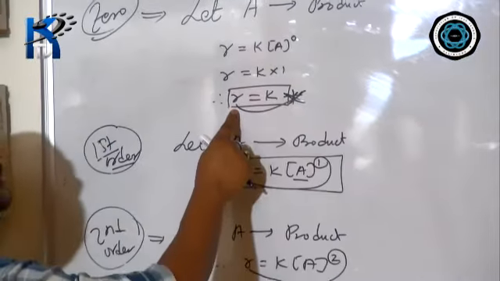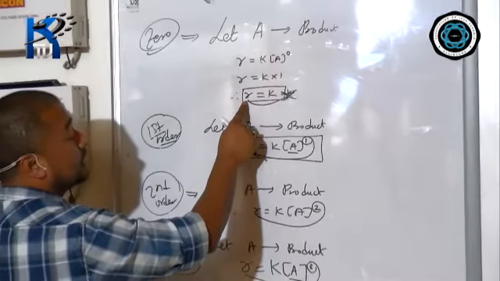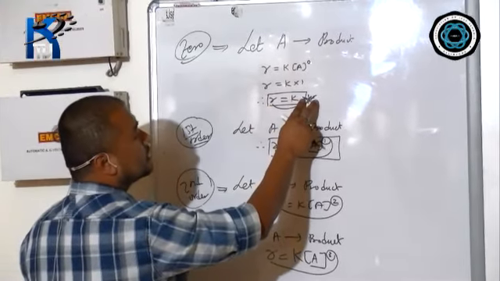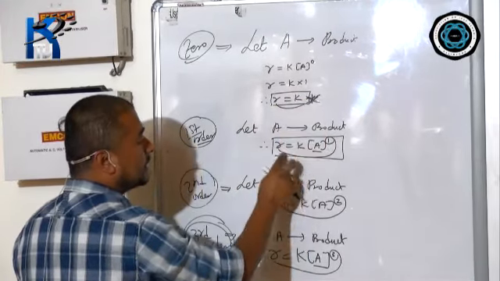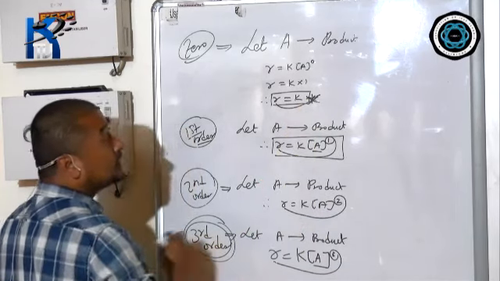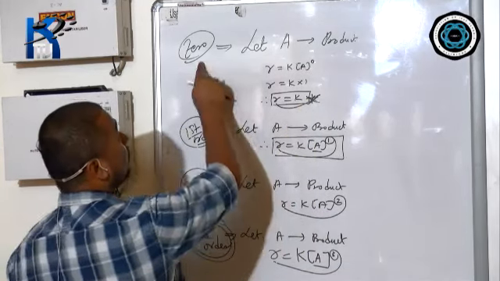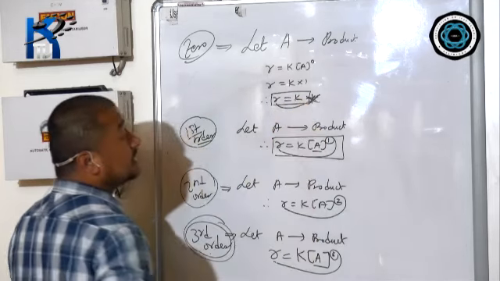And does not depend means the rate of 0 order reaction is independent of the concentration of the reactant, whereas others are dependent. Whether others are what? Dependent. Only the rate of 0 order is independent of the concentration of the reactant.